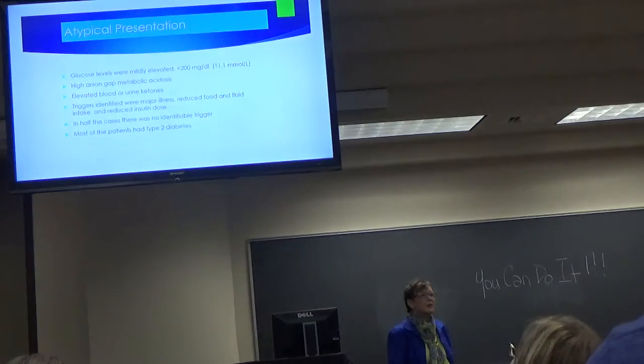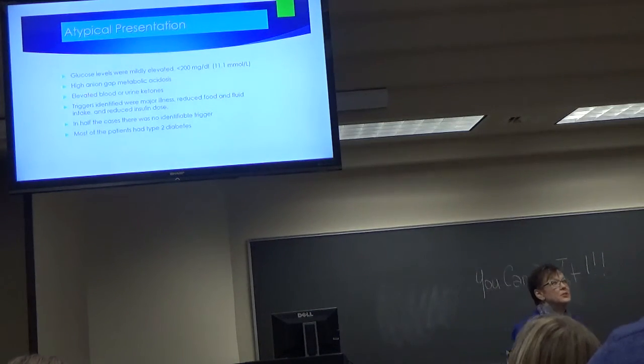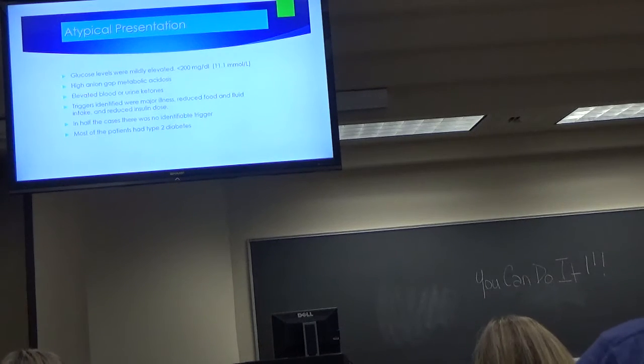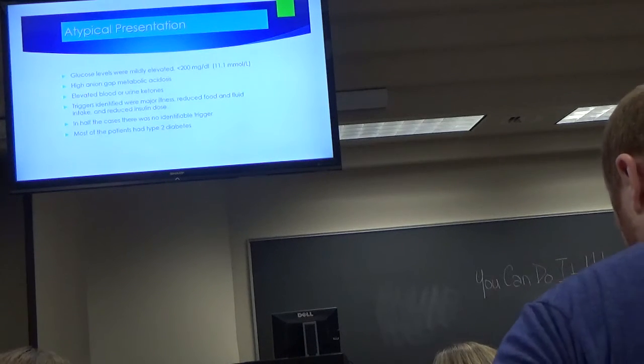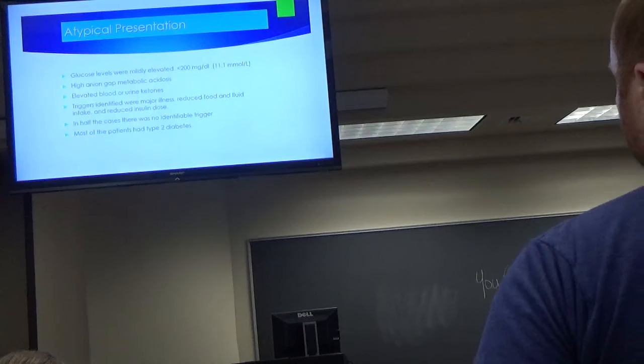So here is the atypical presentation. Glucose levels mildly elevated, less than 200. High anion gap, I'll show you that in a minute. Elevated blood or urine ketones, almost unheard of at these levels.